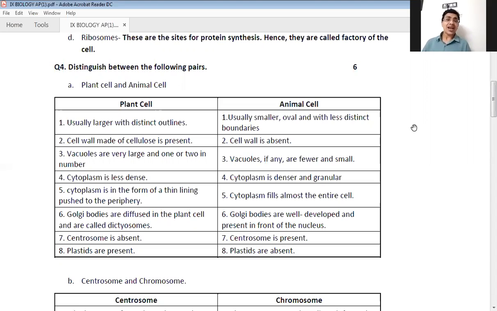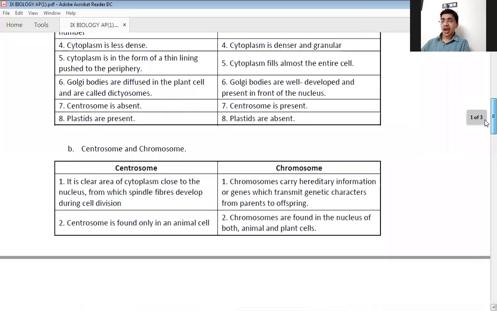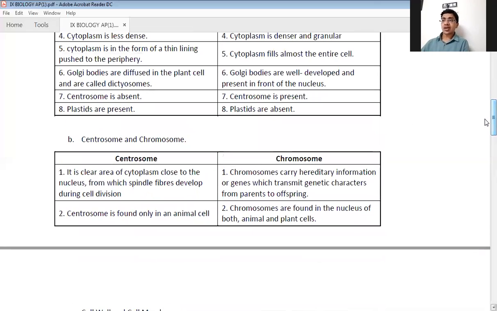And now comes the last point, and that is plastids are present in plant cell. We know plastids are present only in plant cell, right? And in animal cell, they are totally absent. So these are 8 points of distinguish between plant cell and animal cell. When it's a question for 2 marks, you're just supposed to write 2 each, right? Okay. With that, now let's go to the next distinguish between, and that is something about, I would say, centrosome and chromosome.